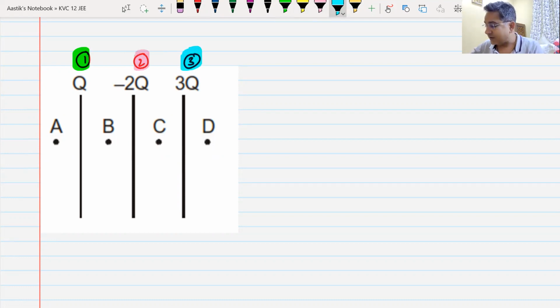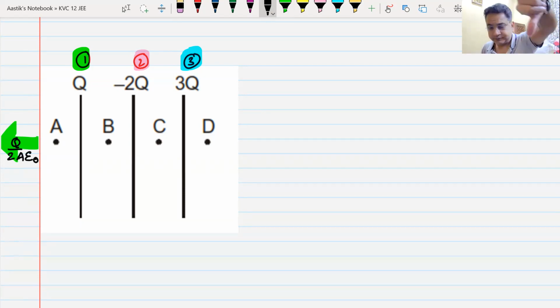The electric field created by the first plate, green, will be in which direction? It will go away from the plate. Plate number 1 is positive, and the value of this electric field will be Q by 2A epsilon naught. Everyone understand this? Yes, sir. Q is the charge divided by 2A epsilon naught.